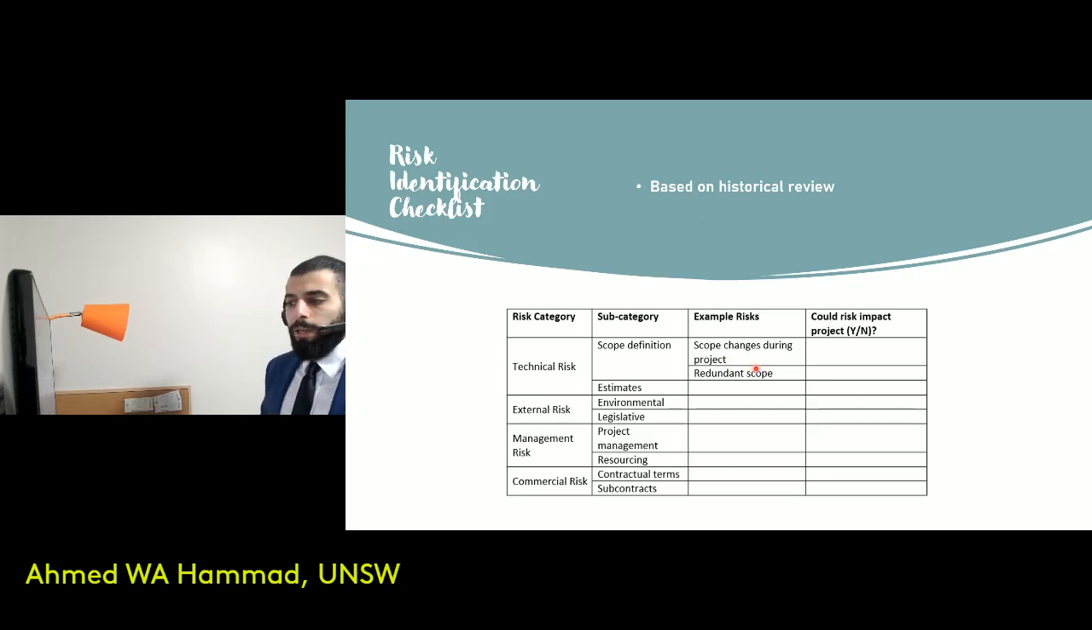Another risk associated with scope definition is a redundant scope, and that's likely to be experienced in a lot of projects. So after I've done that, I then assess whether the risk is going to impact my project, and that's done in that final column, yes or no. Once I've completed that process, I would have identified all the risks that are associated with my project.